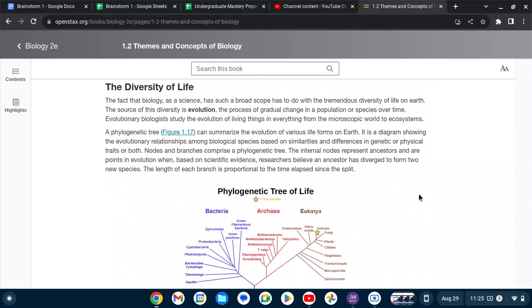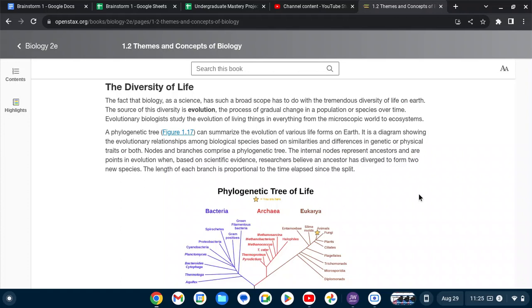A phylogenetic tree can summarize the evolution of various life forms on Earth. It is a diagram showing the evolutionary relationships among biological species based on similarities and differences in genetic or physical traits or both.